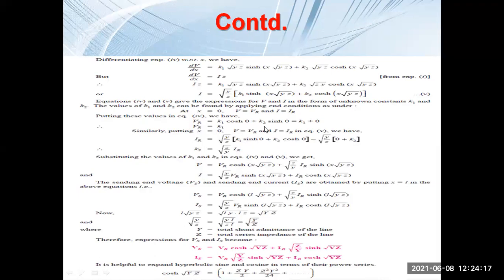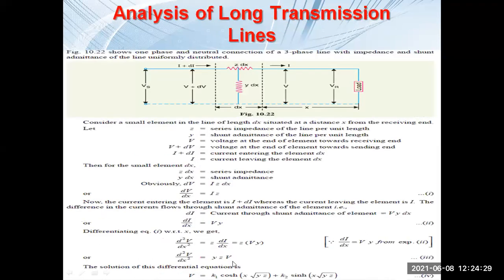So sine hyperbolic 0 is 0. Cos hyperbolic 0 is 1. So k2 we can determine: it is root over of z by y into IR. So if you know k1 and k2, then v and I can be determined. So what is the v? V is this k1 into this plus k2 into this.